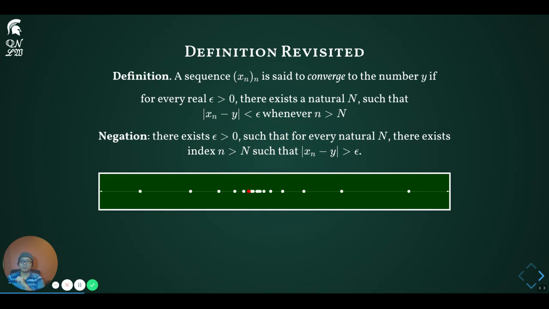If you take as an epsilon that is half the distance between the center and the point on the left, then for any time n, we can find a later time that the sequence comes back out to the left. And at that instance, the distance between the term x sub n and the center is going to be twice the epsilon that we chose. And this shows that the center is not a limit.